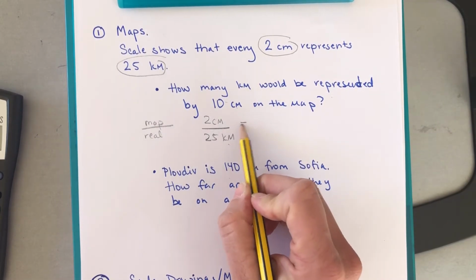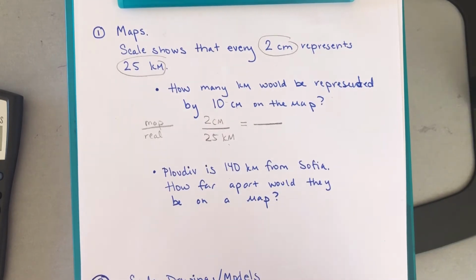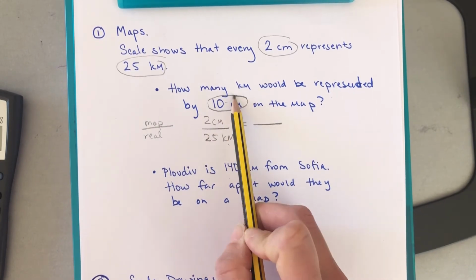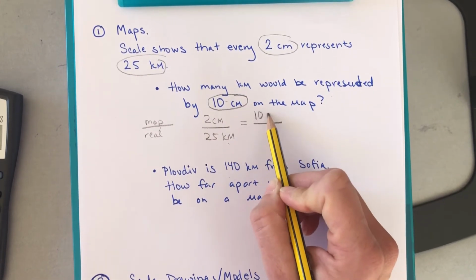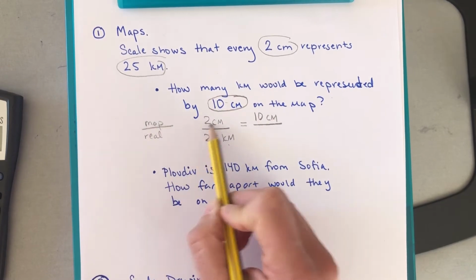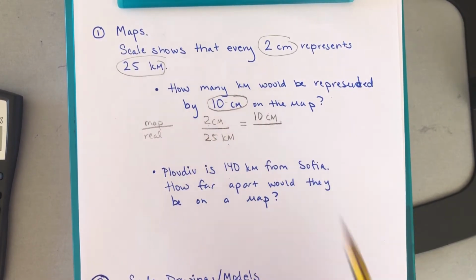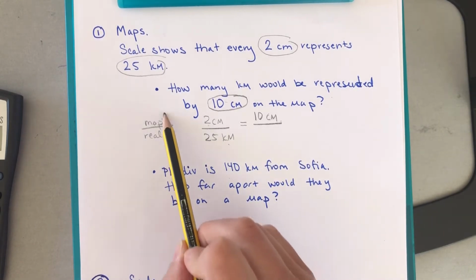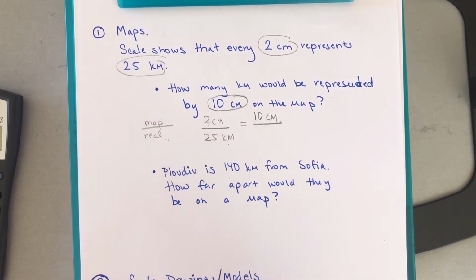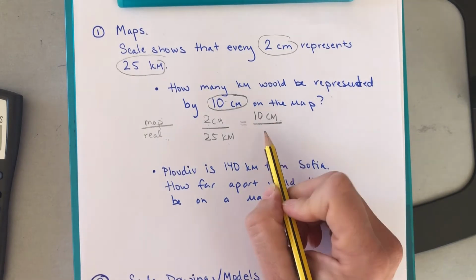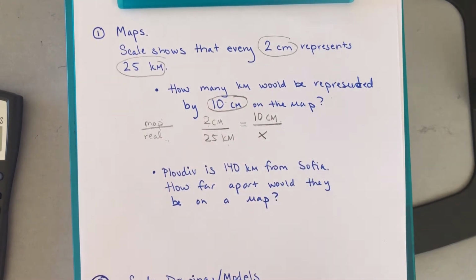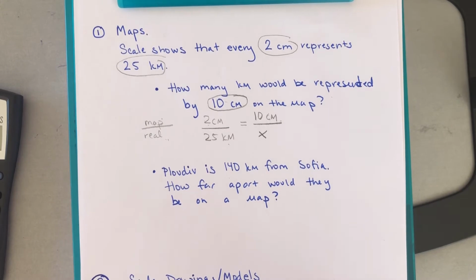Now I'm going to make a second ratio, and based on the information, what I have is the distance on the map. So that's going to go on top because I've decided that the map distance is always going to be the top of the ratio. You could do this the other way. All that matters is that you are consistent. And here we're looking for x, which will be the distance in real life.